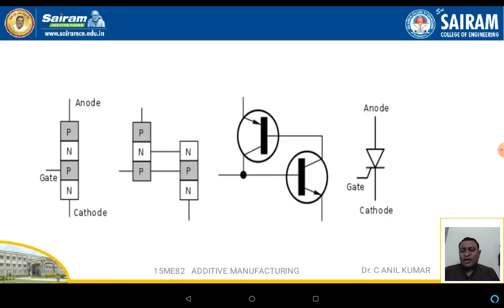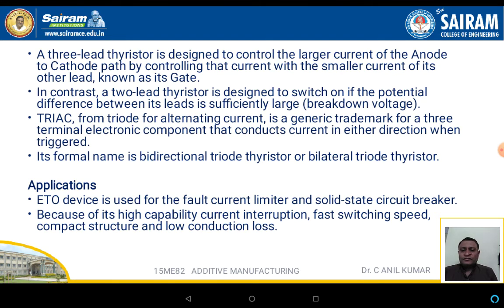This is a schematic diagram of the thyristor. A 3-lead thyristor is designed to control a large current of the anode to cathode path by controlling it with a smaller current at its other lead, known as the gate. The main applications of ETO devices are fault current limiters and solid state circuit breakers, because of the high current interruption capability, fast switching speed, compact structure and low conduction losses.